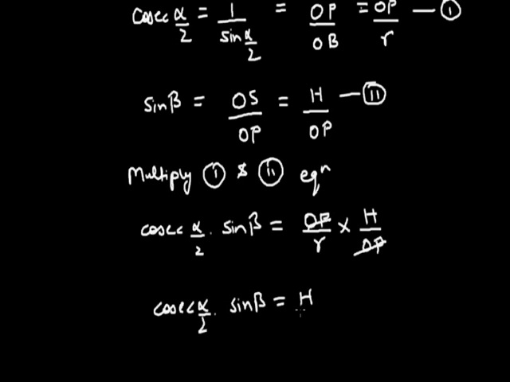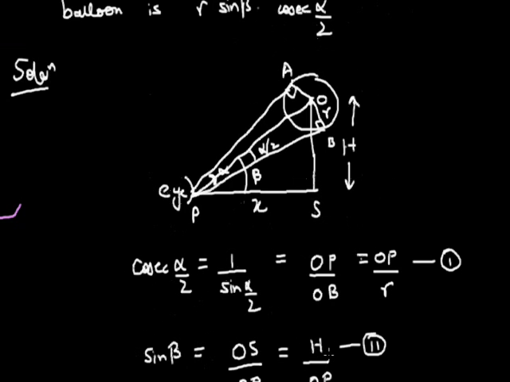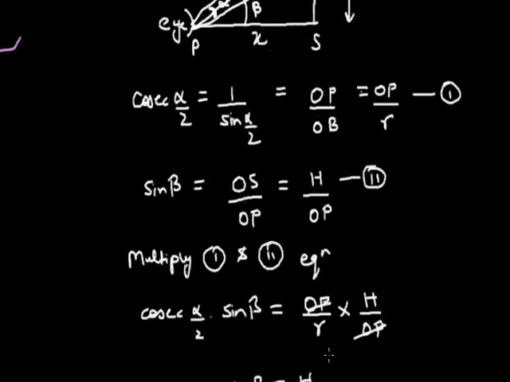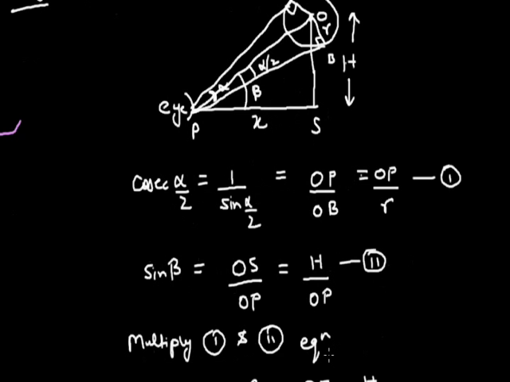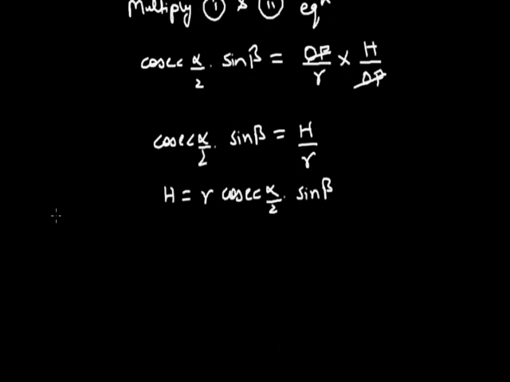H is actually the height of the center of the balloon, divided by R. So now if we cross multiply, we will get the height of the center of the balloon, that is H, is equal to R cosec alpha by 2 into sine beta. So this thing we have to prove on the basis of the given information, and accordingly we have proved this. So it is very important to make the correct diagram according to the given information, and on the basis of that we have to write down the proper equation. If we have done that, it is much easier for us to solve the question and find out the value or the proof that we need to find out.